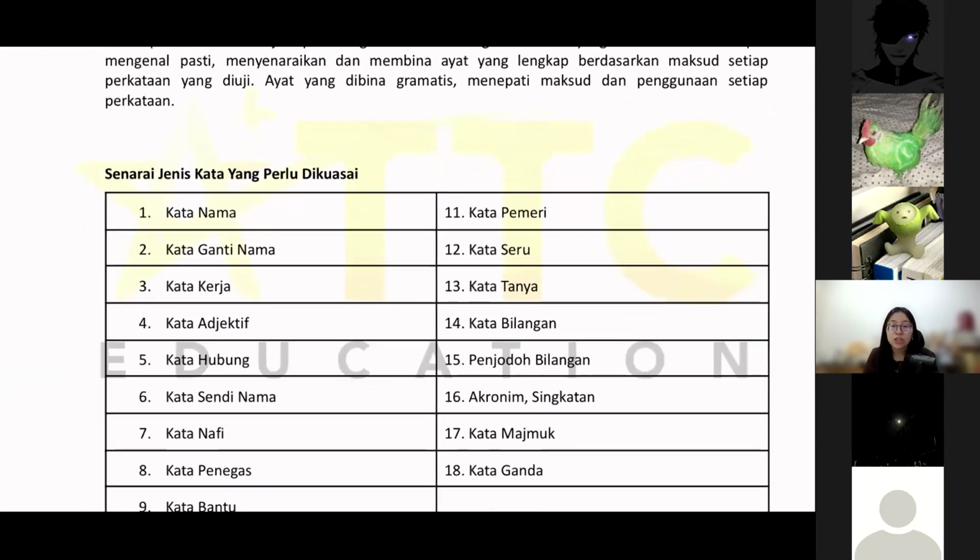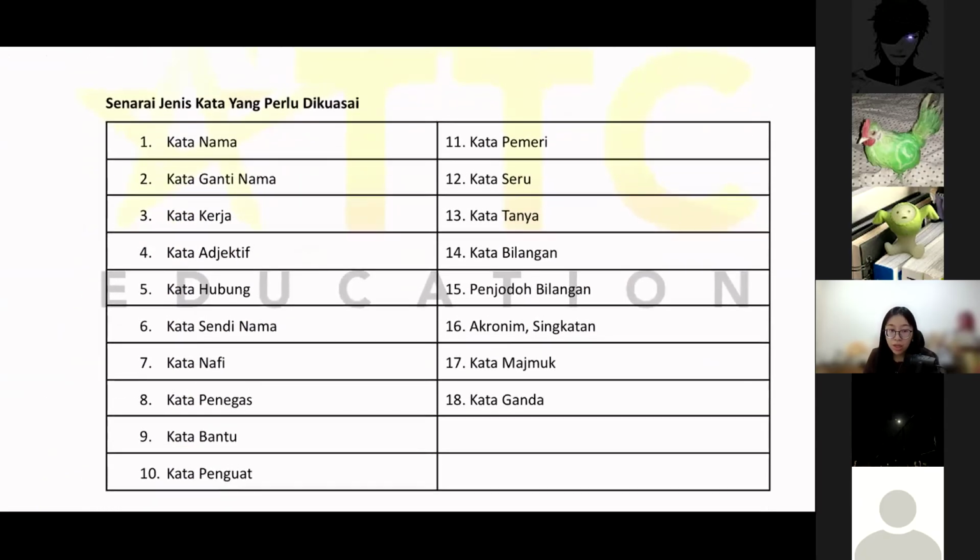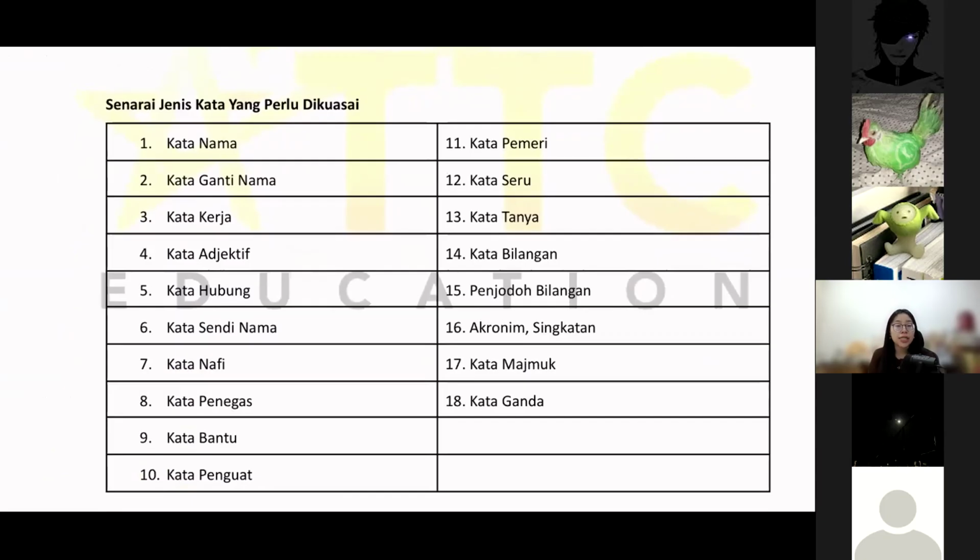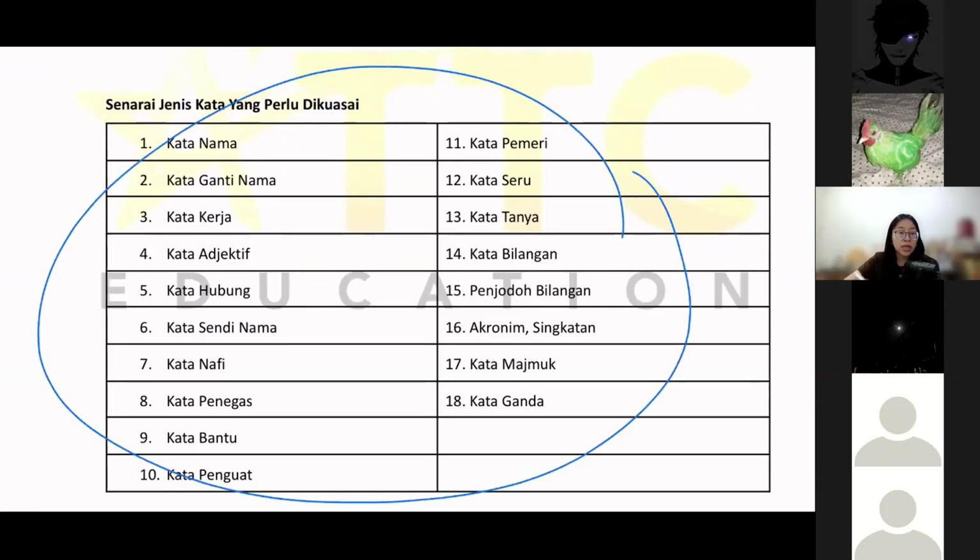Now, all this is the jenis kata you have to remember. You cannot just say, oh, I want to know kata adjective saja. I want to know kata hubung saja. No. All these things you have to know. Kata nama, they have kata nama am, kata nama khas, all this. Kata hubung, they have kata hubung gabungan, kata hubung pancangan. All this you need to know in detail.